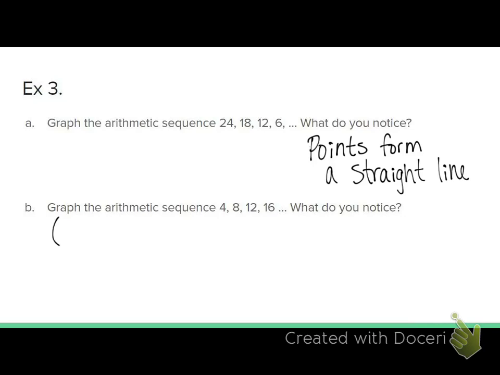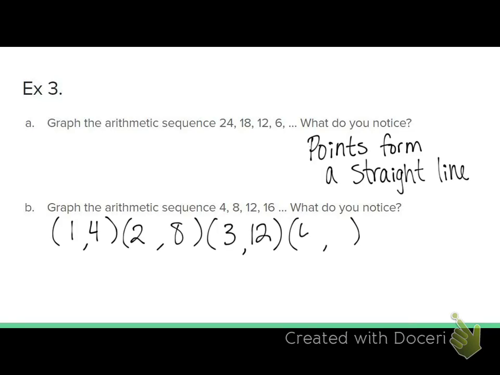In our next sequence, before we graph it, we should identify our points again. Now, last time I kind of led you into what they should be. This time I want you to tell me what they should be. What's one of our points? Annabelle? 1, 4. What's another one? 2, 8. Another one? 3, 12. And my last one? 4, 16.